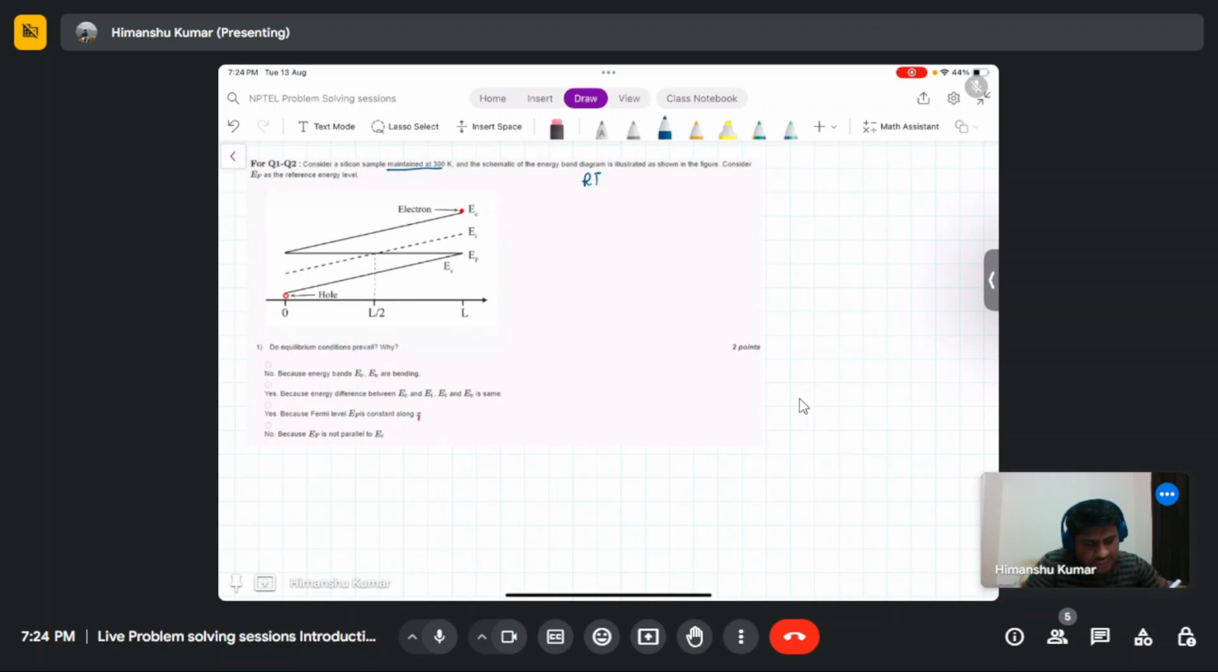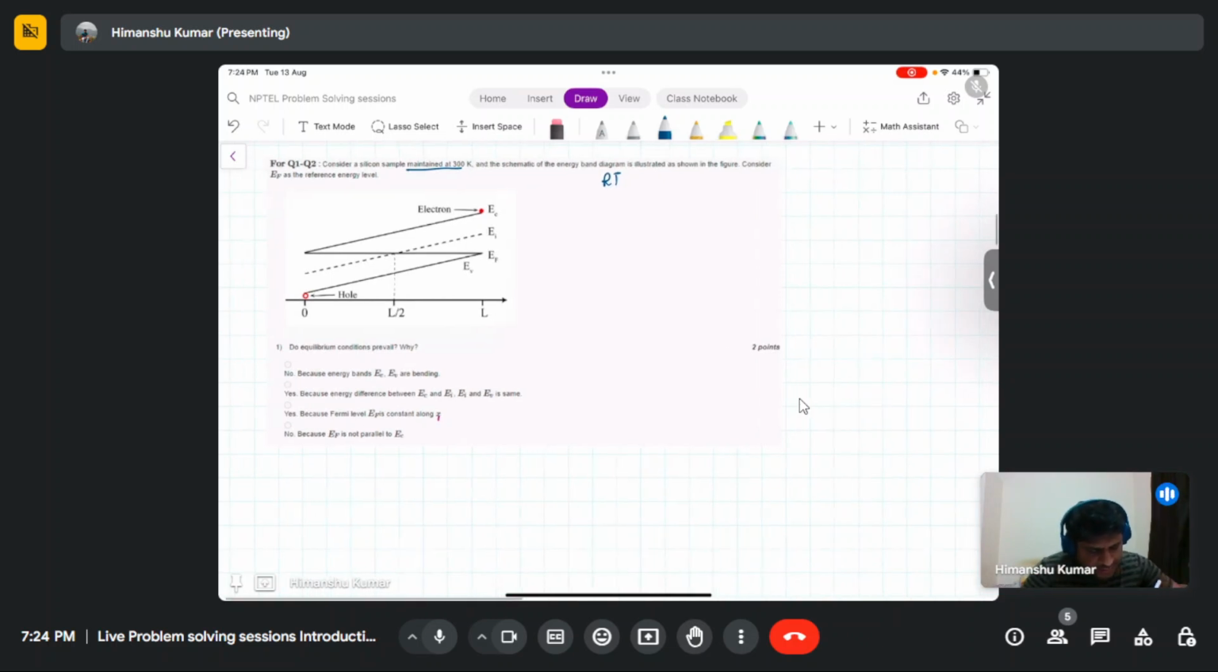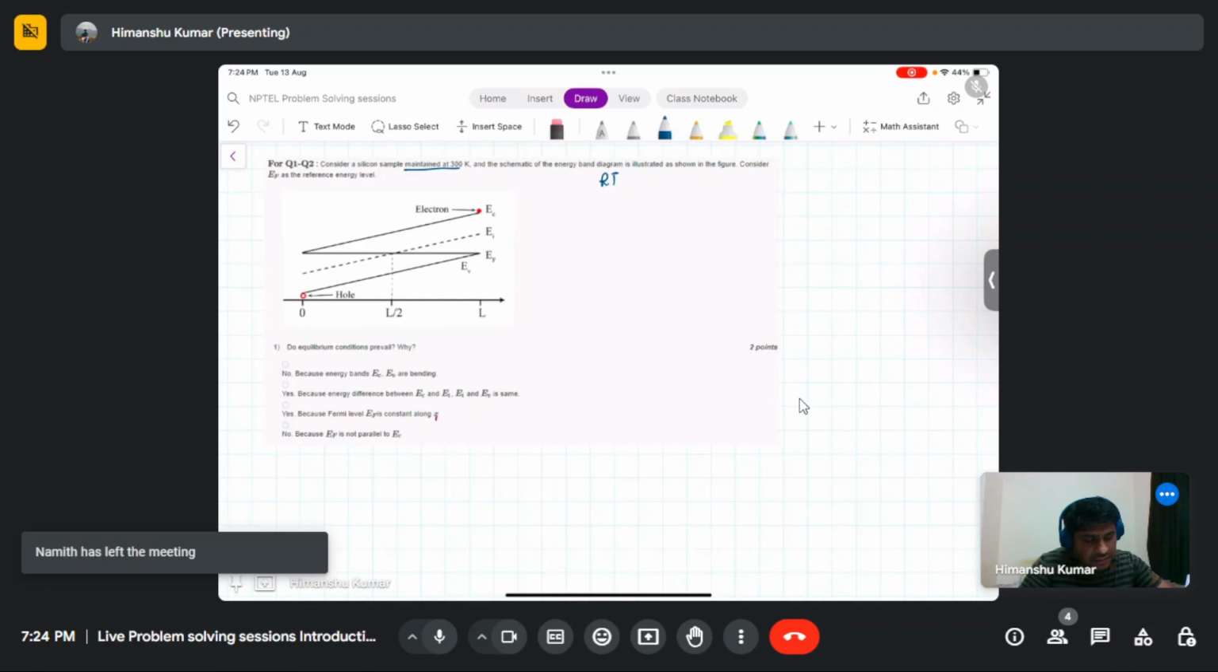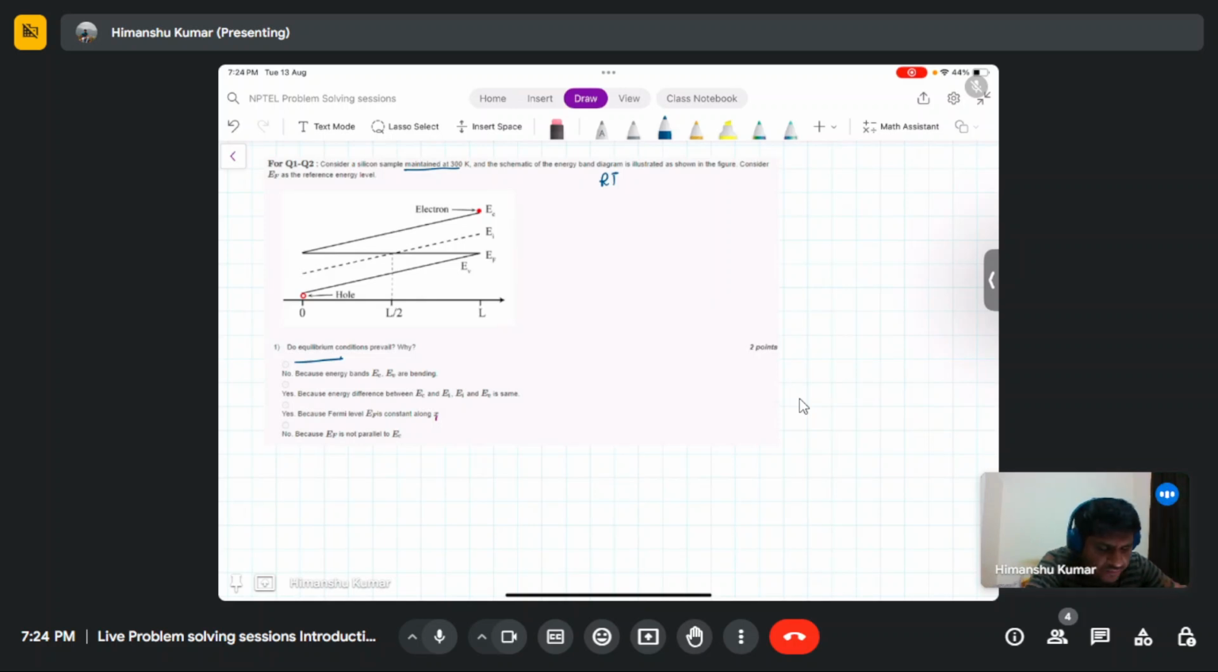The question asked is: in this structure, does the equilibrium condition prevail? So you need to find, by looking at this diagram, whether this semiconductor is in equilibrium or not. We may get confused by seeing that band bending is there, and that the conduction band and valence band are not flat. So we may assume this is not equilibrium, but that may not be the case.